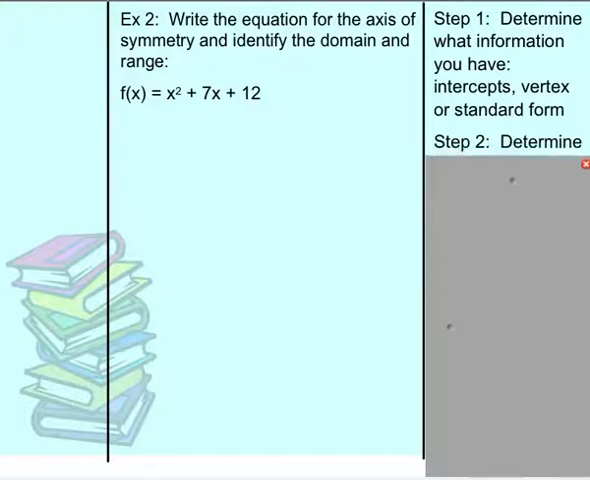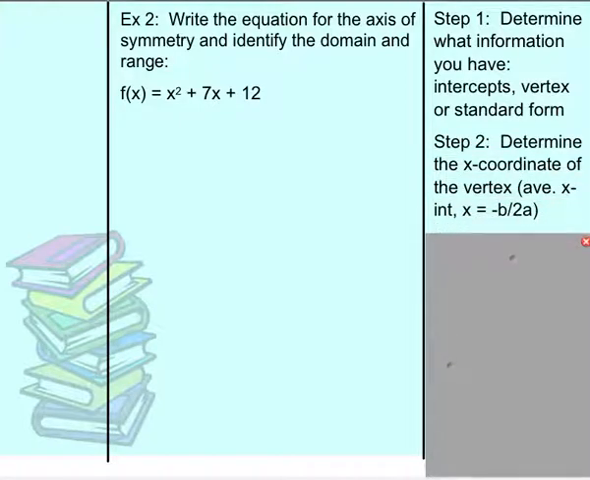So then you use the information you have to find the x-coordinate of the vertex. In this case, for standard form, we're going to use the formula x equals negative b over 2a. So remember, standard form is ax squared plus bx plus c. A is the coefficient of our x squared. In this case, we are multiplying our x squared by 1. If you don't see a coefficient, you are multiplying by 1. B is the coefficient of our x, or 7. And we don't need our c to find the x-coordinate of the vertex.